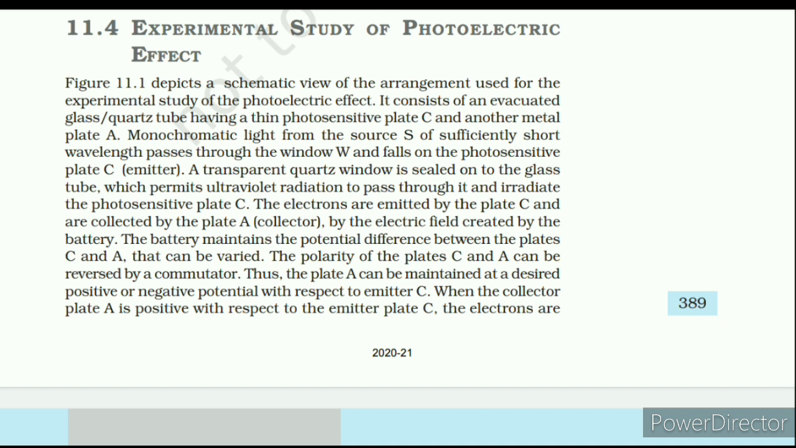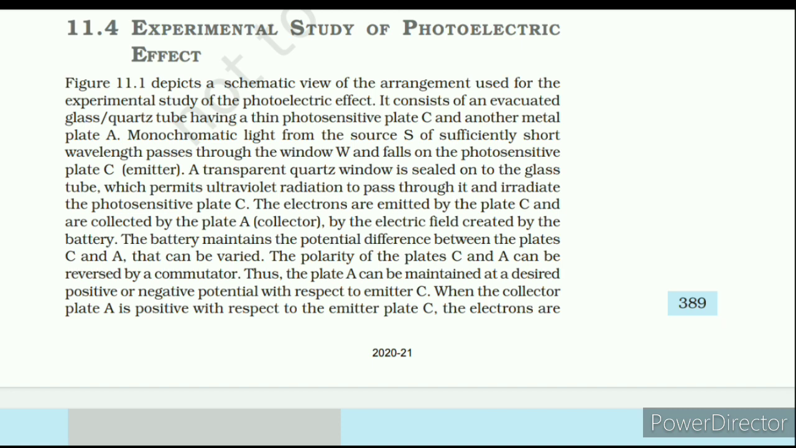11.4.2 Effect of potential on photoelectric current. If we keep the plate A at some positive potential with respect to the plate C and illuminate the plate C with light of fixed frequency nu and fixed intensity I1, we next vary the positive potential of plate A gradually and measure the resulting photocurrent each time. It is found that the photoelectric current increases with the increase in positive potential.